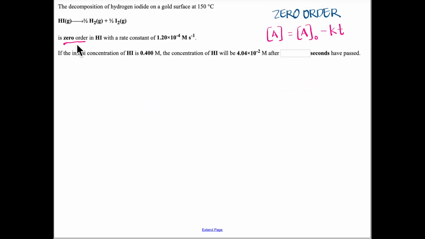This is a zero order example. It tells us it has a rate constant of that, and that's going to be our K. The initial concentration is this, so that's going to be A naught. It tells us the current concentration of A, and it wants us to solve for time.